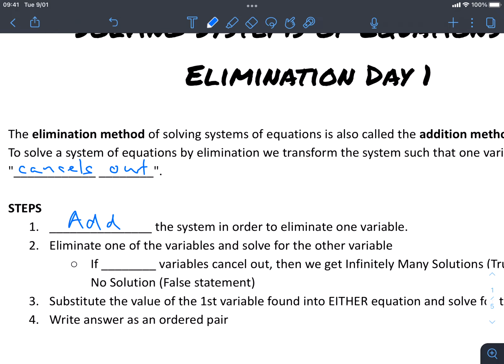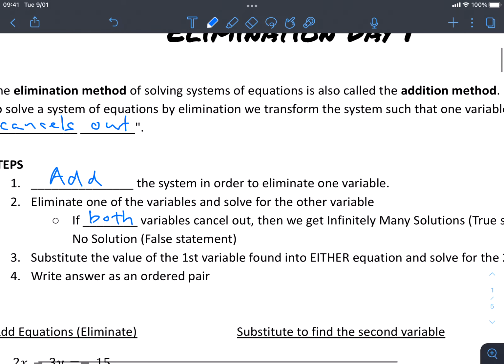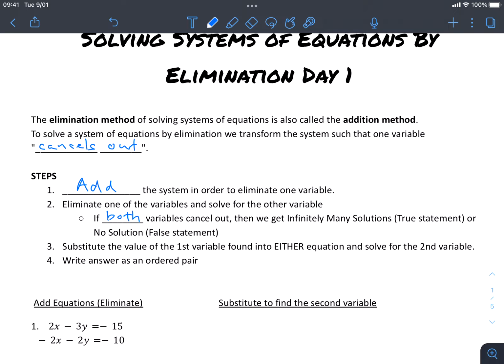Now, in some cases, both of the variables will cancel out at the same time. So there are pretty much two pathways we have when that happens. When they both cancel out, either we get a true statement, which means there are an infinite number of solutions, or we get a false statement, which means that there are no solutions. So it just depends on what you get.